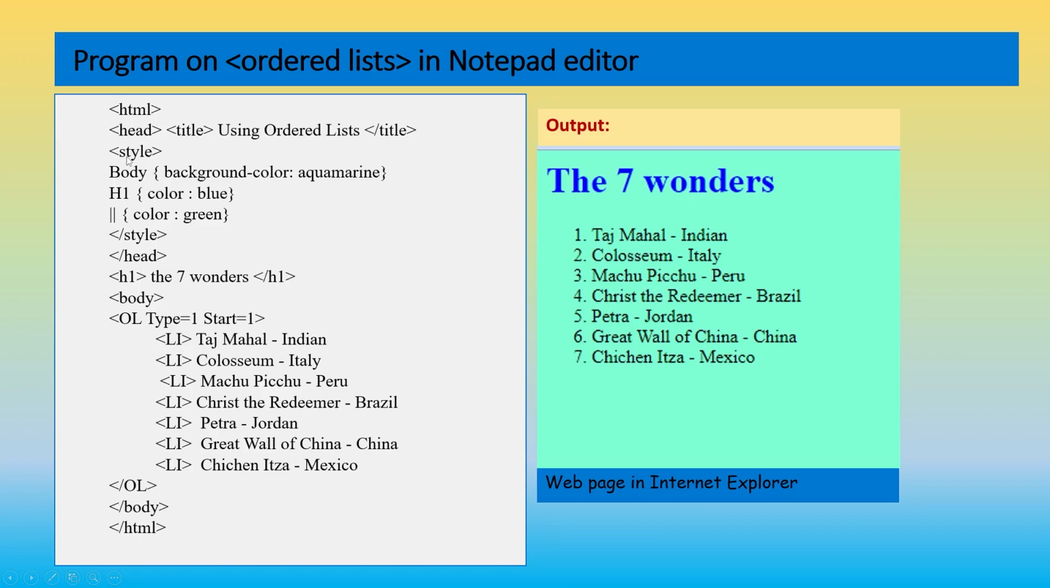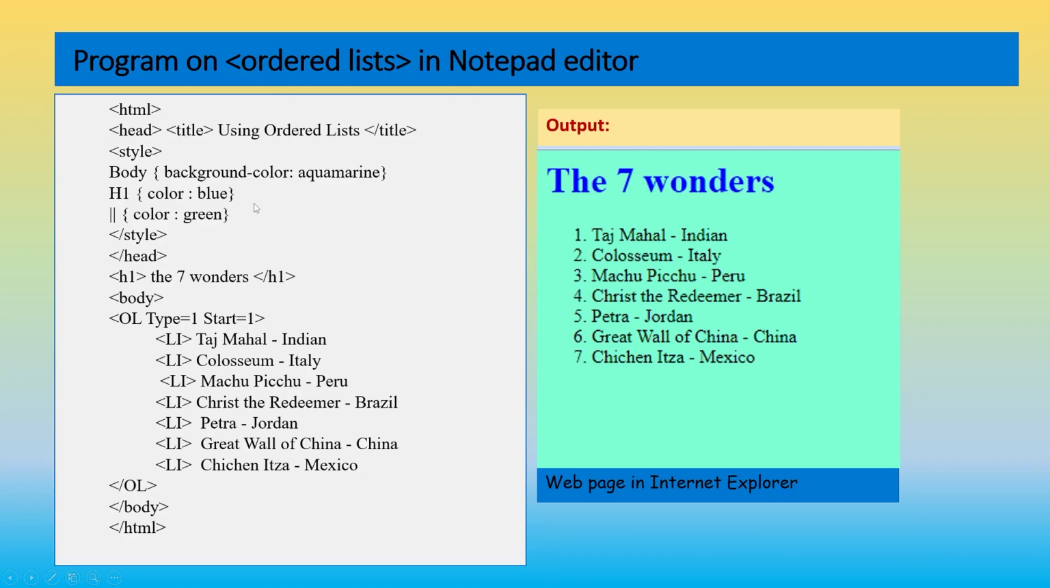So you will see that the style keyword is written here, and we will give all the styling in between style and slash style. For the body, we want the background color to be aquamarine. We need to specify the tag name here, and we will write what attribute we want for that. So for the whole body of the program, we need background color as aquamarine. You can see the whole page has been colored with aquamarine color.